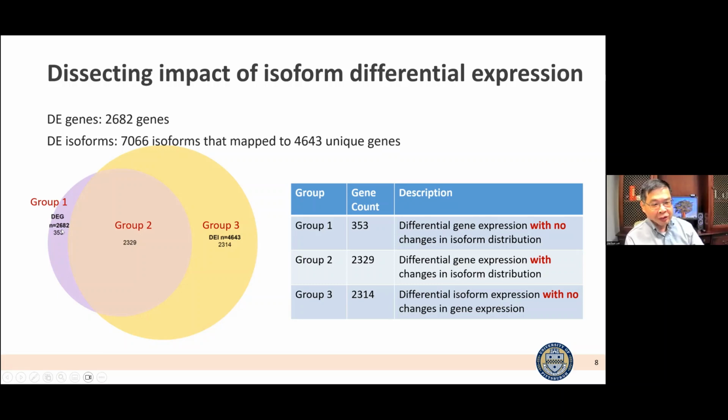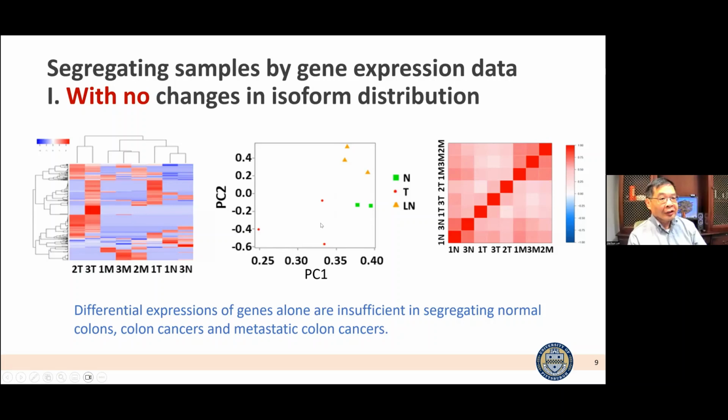So in this case, the first thing we look into is the genes that have no change in isoform distributions. Basically, you found a gene with differential expression, but the isoforms stay the same. If we do a hierarchical cluster analysis, you can see that the normal samples cluster together by themselves, but they also cluster with a tumor sample right there. For this small number of samples, this is not good, a less ideal situation.